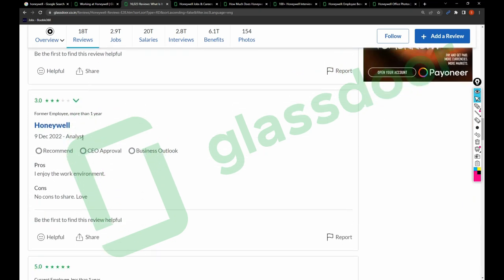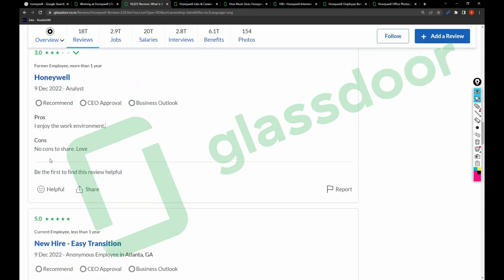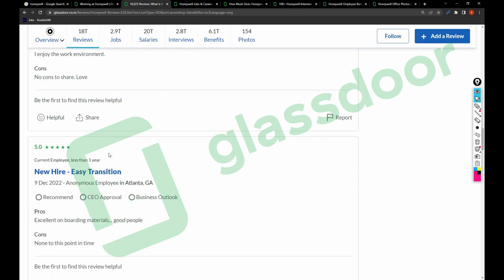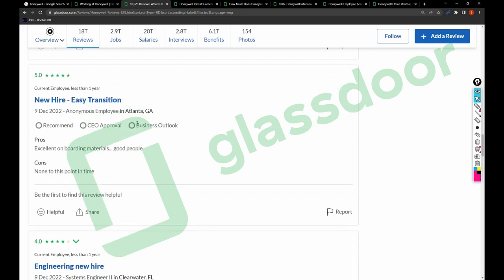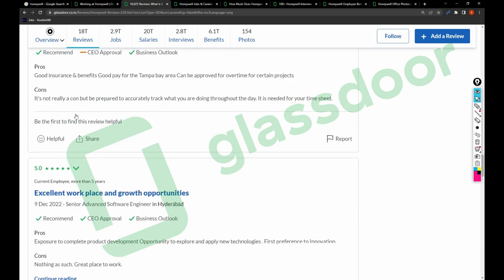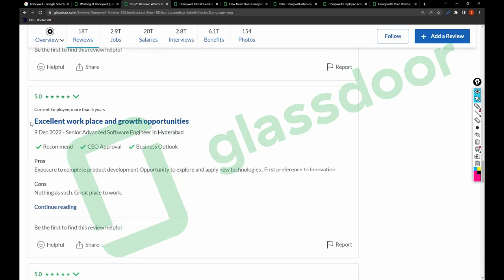And next, a Honeywell analyst commented, pros: I enjoyed the work environment. Cons: no cons to share. And a new hire in Atlanta: excellent onboarding materials, good people. Cons: no cons. And in Hyderabad, a senior advanced software engineer: excellent workplace and growth opportunities.